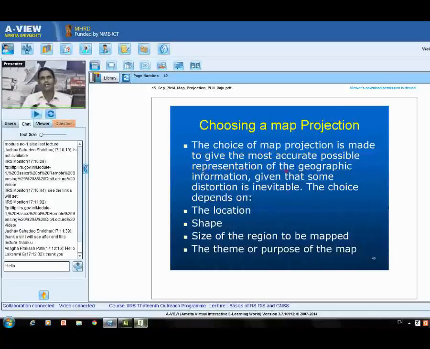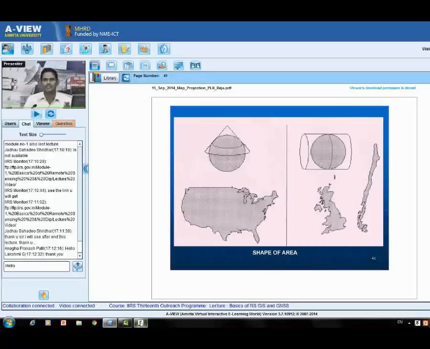That means as less distorted as possible. Given that some distortions are inevitable, the choice depends upon the location, the shape and size of the region to be mapped, and the theme or purpose of the map. It also depends upon all these purposes. Then you can get an idea of what projection you should use for these different types of maps.